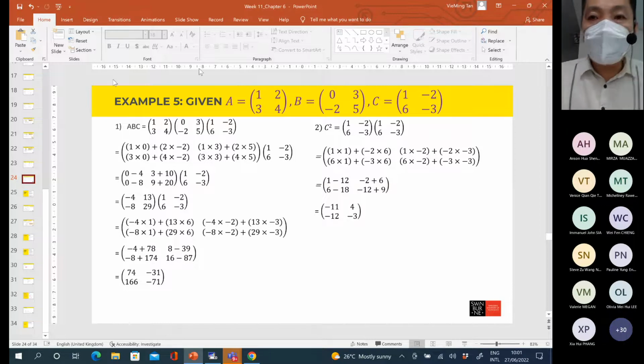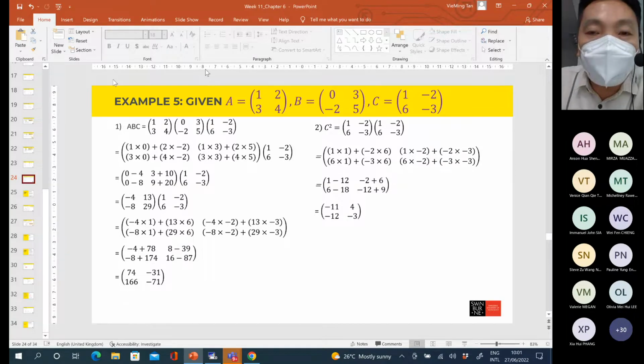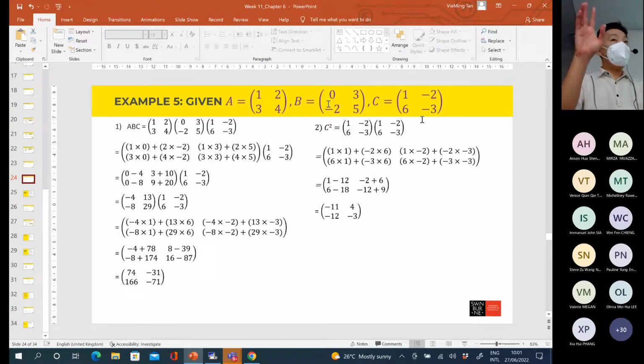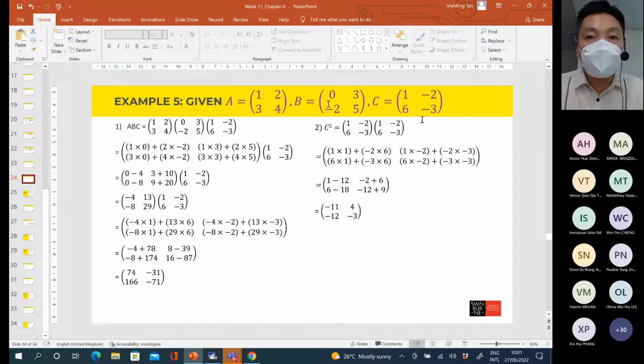Let's first check the pattern for matrices A, B, and C. Matrix A is 2 multiply 2, B is also 2 multiply 2, and C is also 2 multiply 2. So we can multiply all these 3 matrices together because the matrices have the same order, 2 multiply 2. And another thing we should look at is the output. What should be the final answer? The answer should be 2 multiply 2 also.